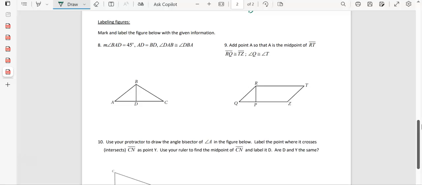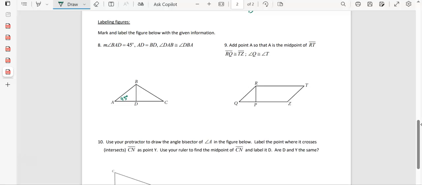For number 8, we want to know that the measure of angle BAD is 45 degrees. So where is angle BAD? Its vertex is at A, it goes from B to A to D. And by actually writing 45 degrees in there, I've noted that I know its actual measure.